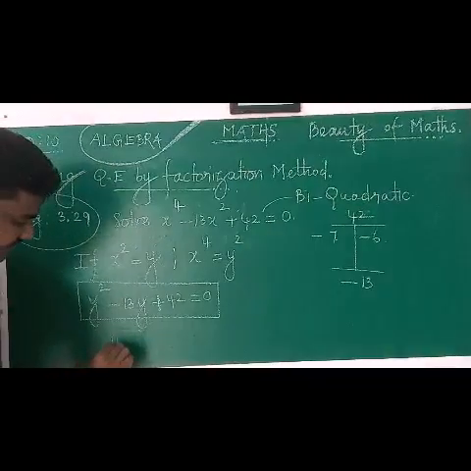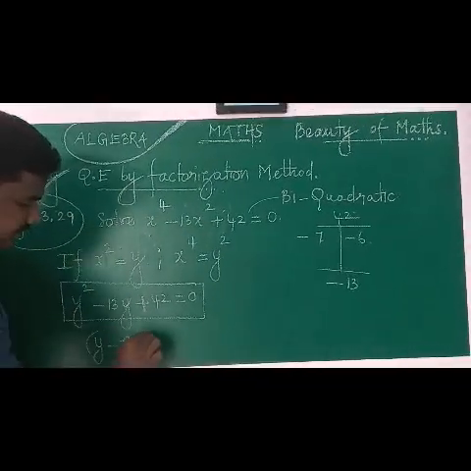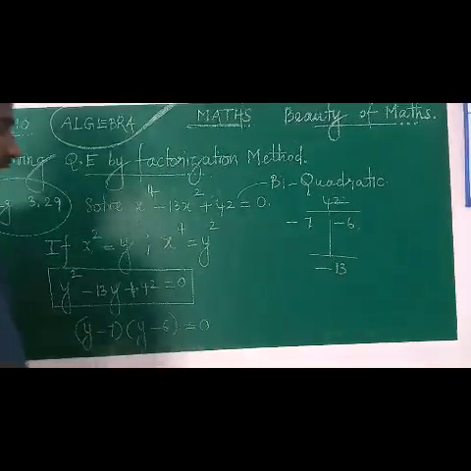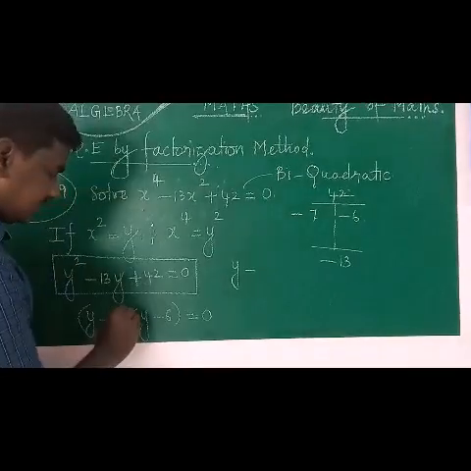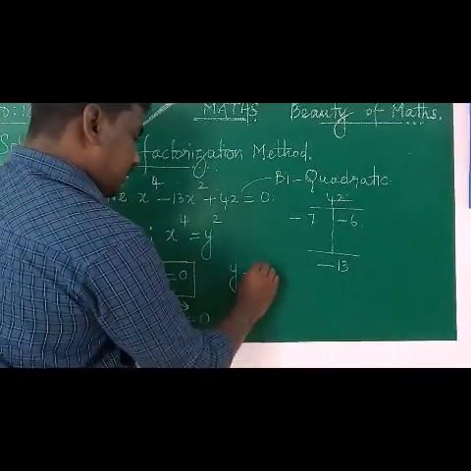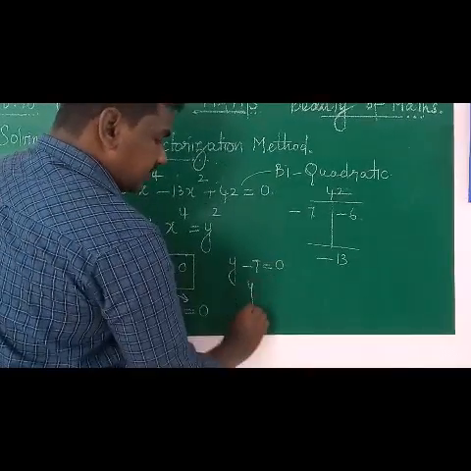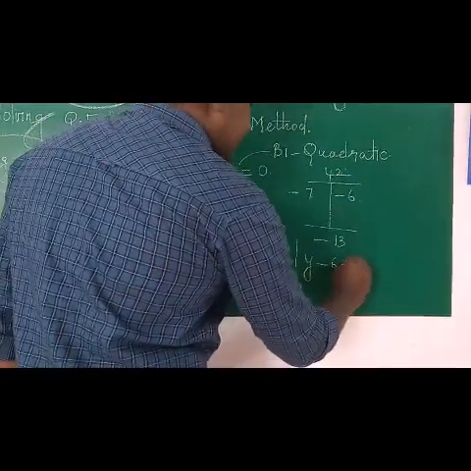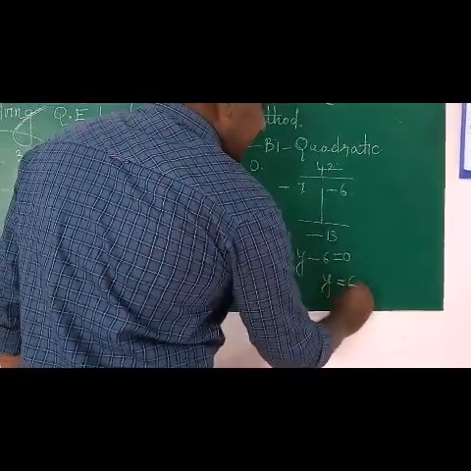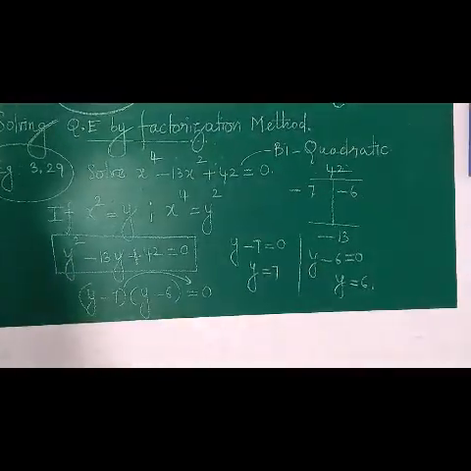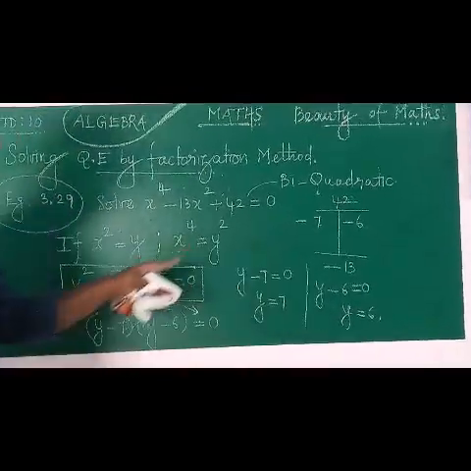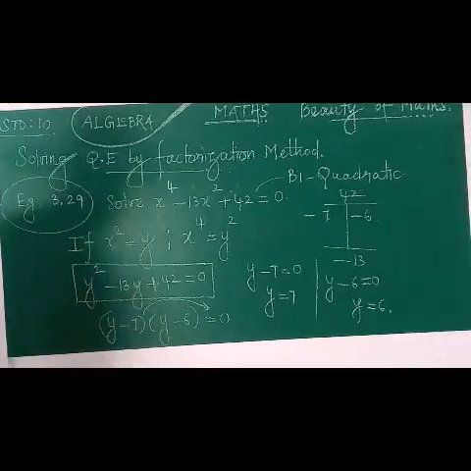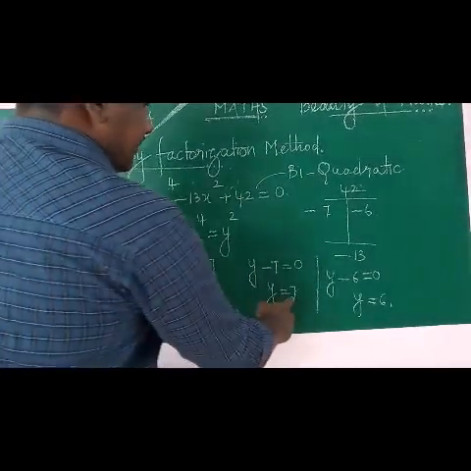So it can be written as y minus 7 into y minus 6 is equal to 0. So value of y, first equate this factor to 0. So y minus 7 equal to 0, y is equal to 7. And another one, y minus 6 is equal to 0, y is equal to 6. We find the roots of the variable y. Actually the question is find the root of x, value of x. So how would we find it? y equal to 7 and y equal to 6.